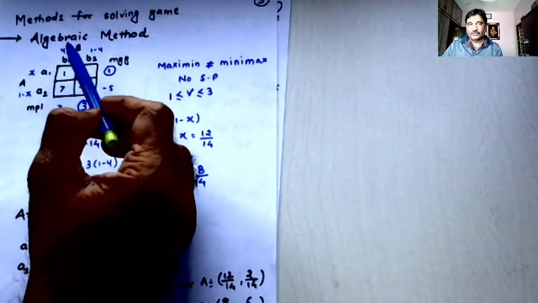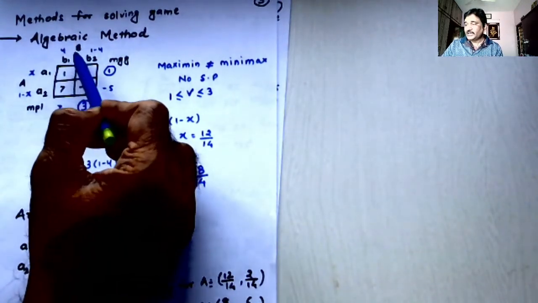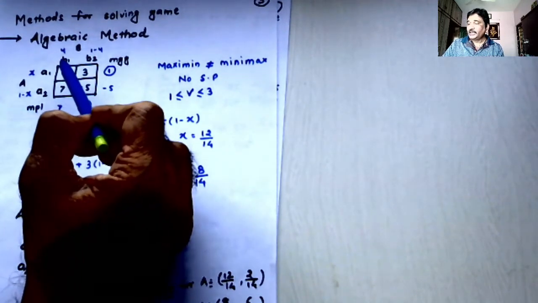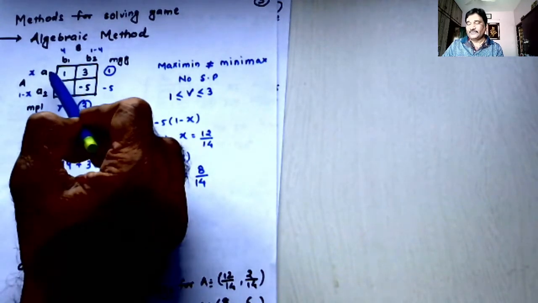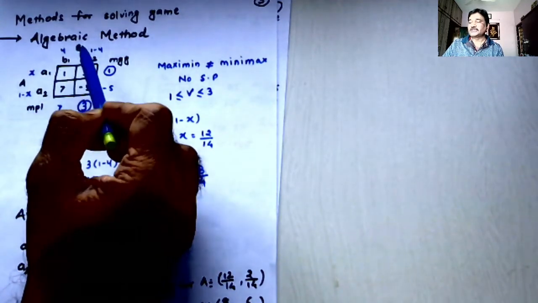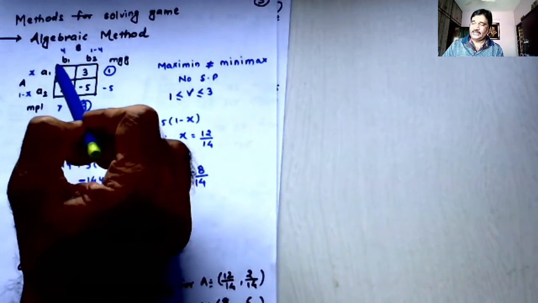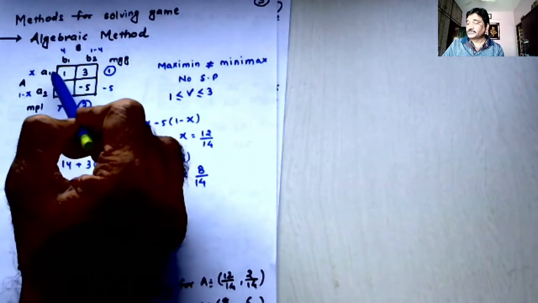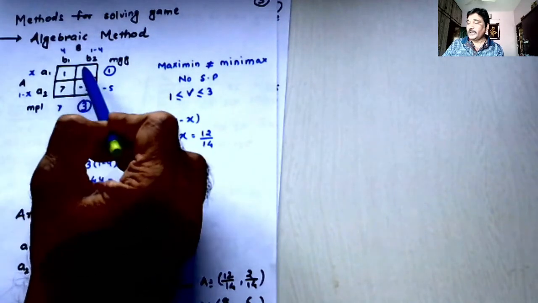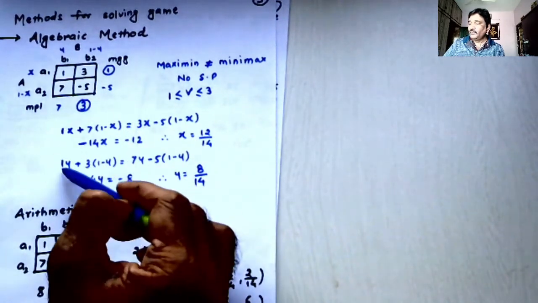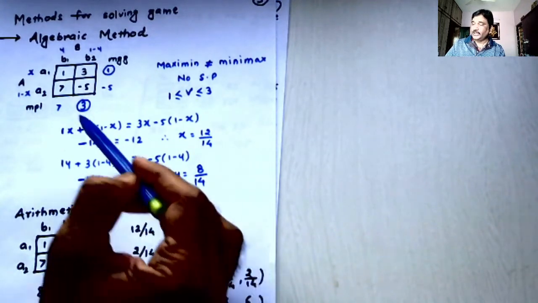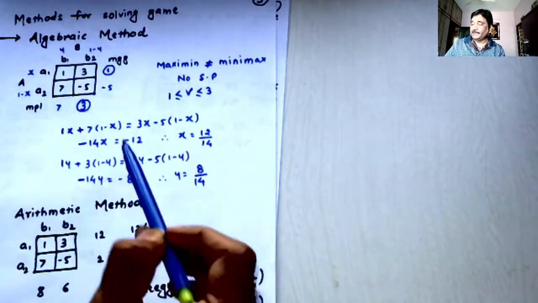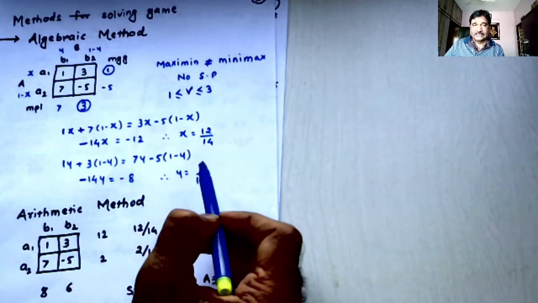So for that, what you will have to do? The expected loss to player B if player A plays A1 should be the same as the expected loss to player B if player A plays A2. So the expected loss to player B is 1 into y plus 3 into 1 minus y, which is equal to 7 into y minus 5 into 1 minus y. So here that equation is set.